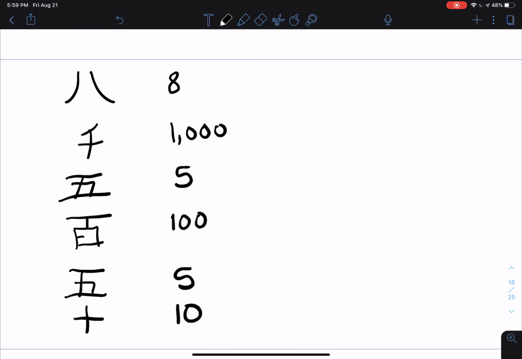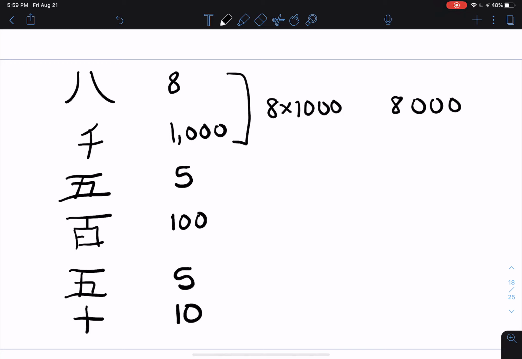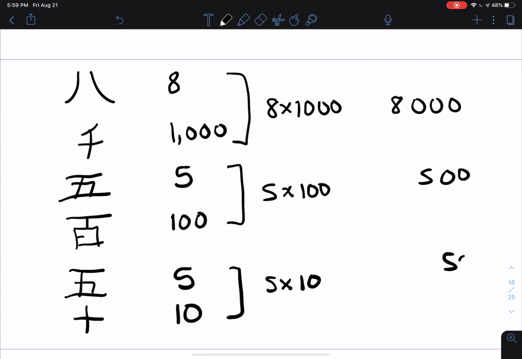All right. So we have an 8 above a 1,000. So that's 8 times 1,000, which gives us 8,000. We have a 5 above a 100. So 5 times 100 is 500. A 5 above a 10 is 50. And nothing else. So we add them up. We get 8,550.